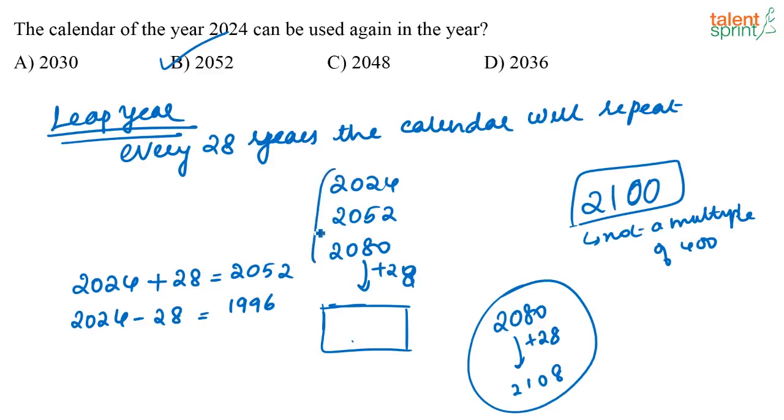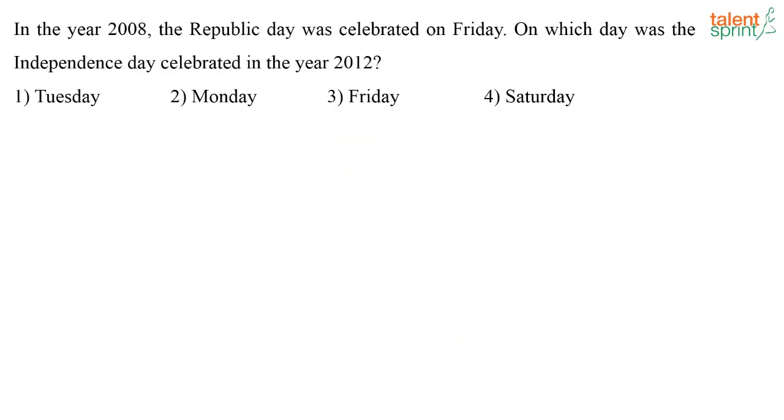See, all these years will have the same calendar. Again, 1996 will also have the same calendar. All these years will have the same calendar. After this, you cannot continue saying that, because in between there is 2100. So after this point, you can't again do just plus 28 and say all these years will have the same calendar. Okay, clear, no? Next. In the year 2008, the Republic Day was celebrated on Friday.